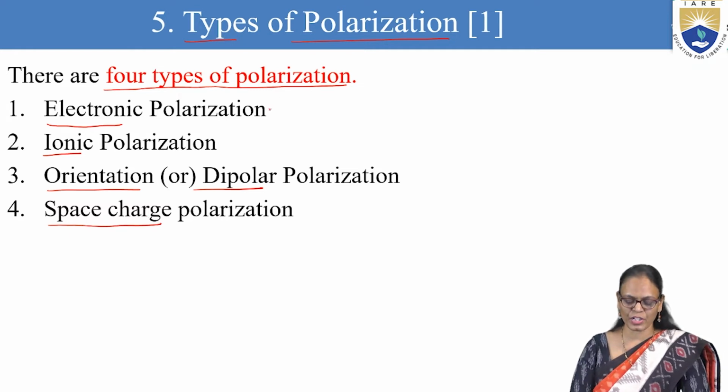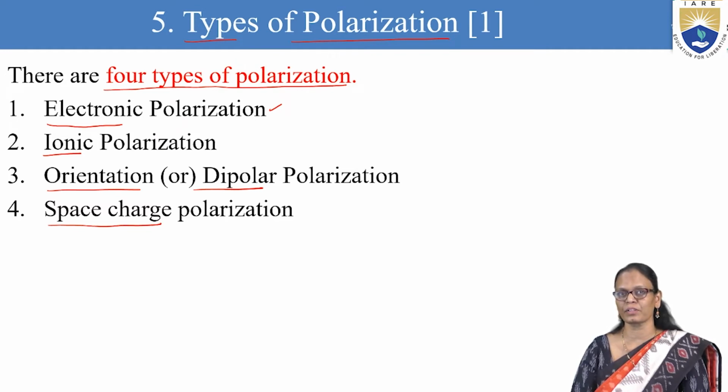Electronic polarization is due to the separation of the positive and negative charges. Ionic polarization is due to the separation of ions, positive and negative ions in an ionic dielectric. Orientation polarization is due to the orientation of the dipoles. And space charge polarization is because of the space charge that is produced, which is mostly negligible.